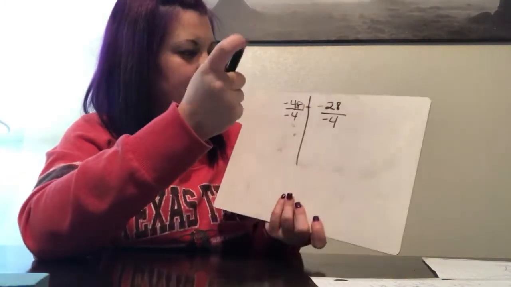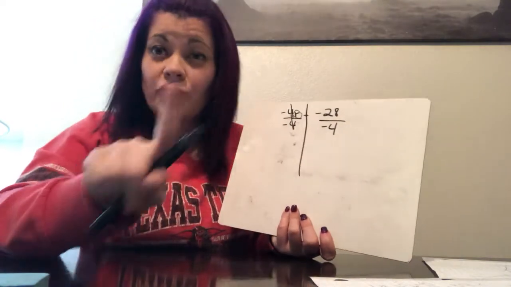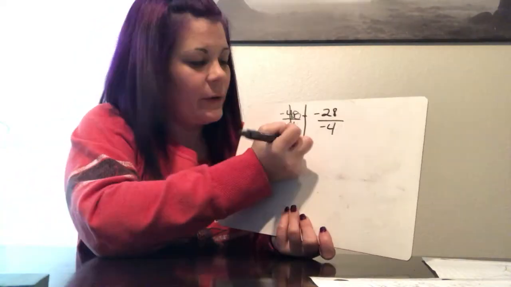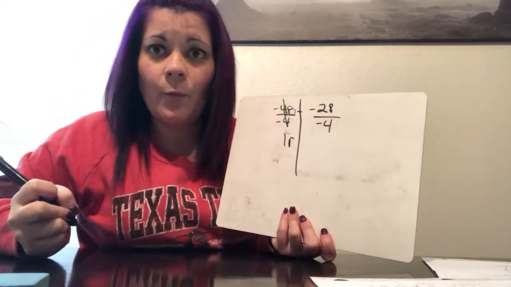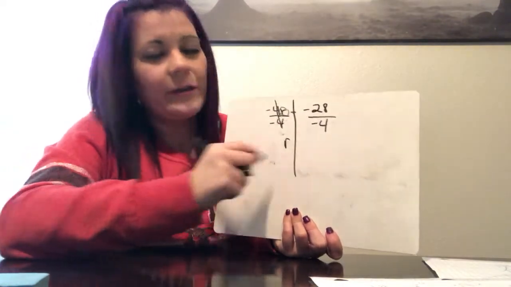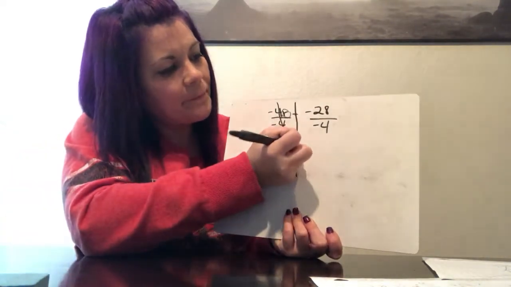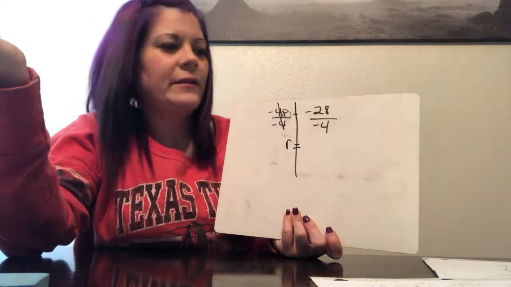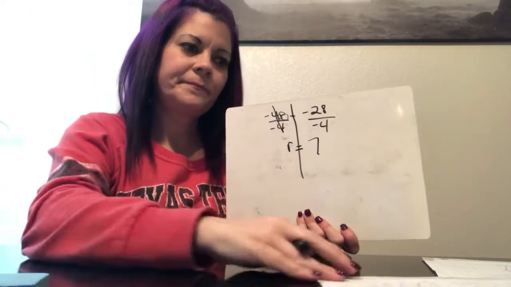So back to this one. Negative 4 divided by negative 4 is just 1, but we know with a variable, we don't ever write 1r. It's just understood that it's 1. So we can just write r. And then negative 28 divided by negative 4 is a positive 7. Okay, let's do one more.